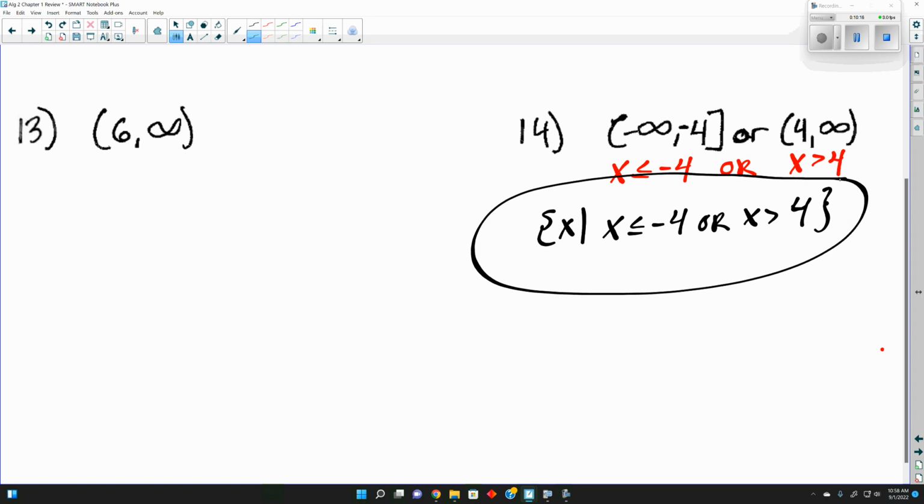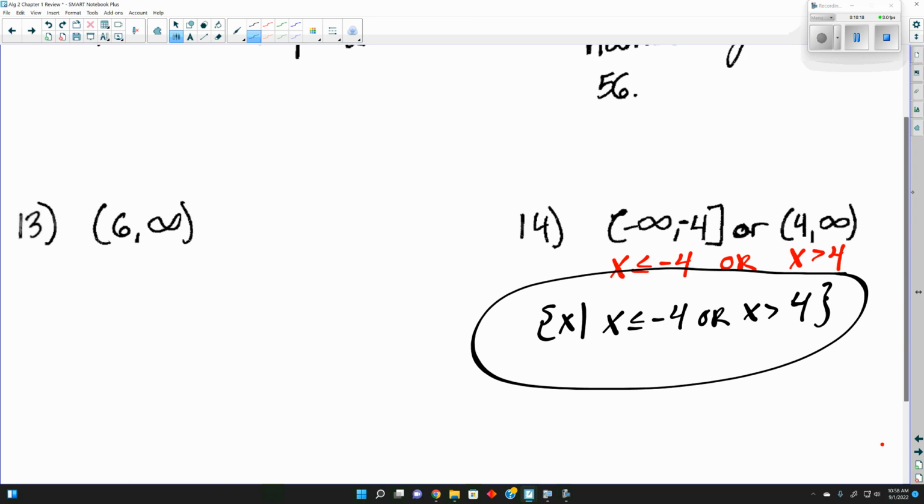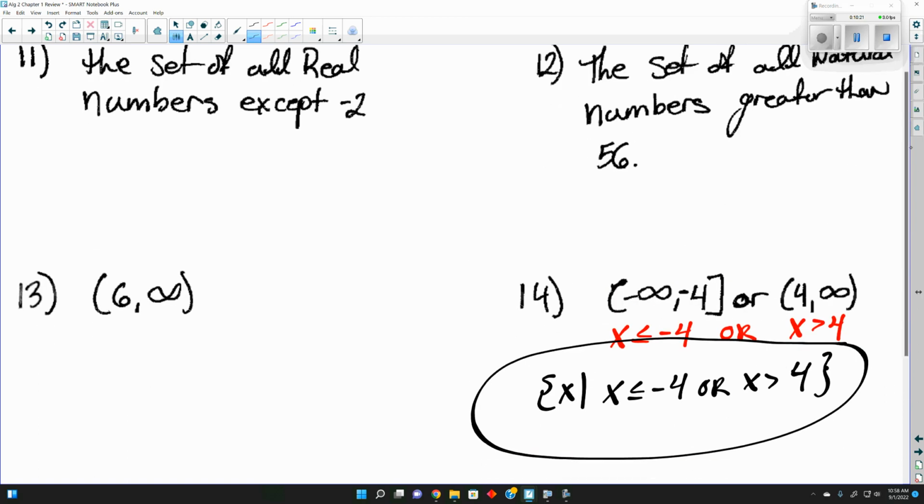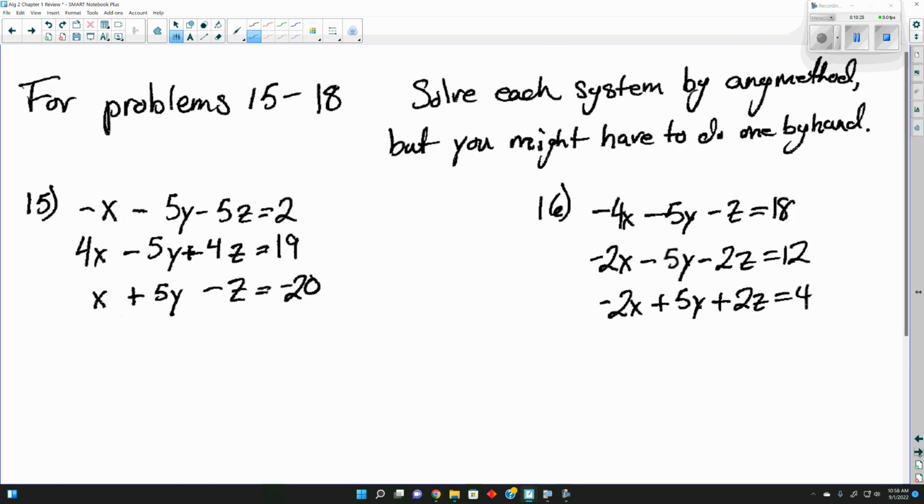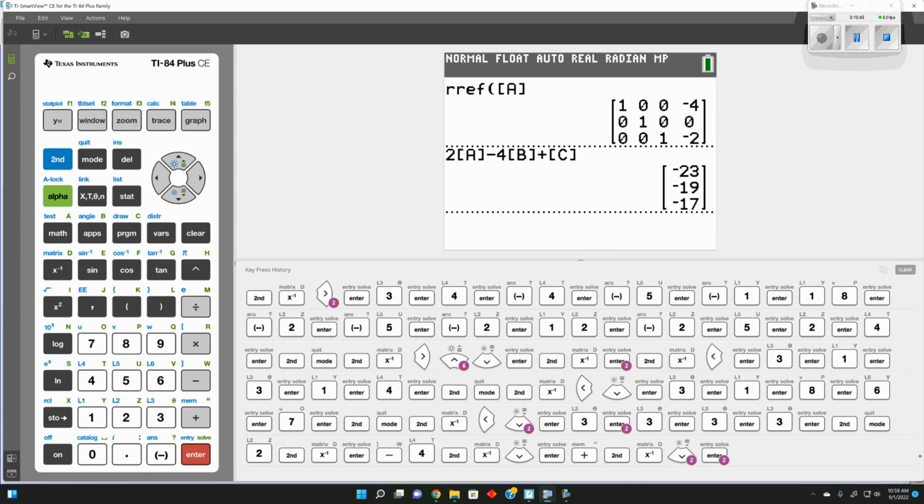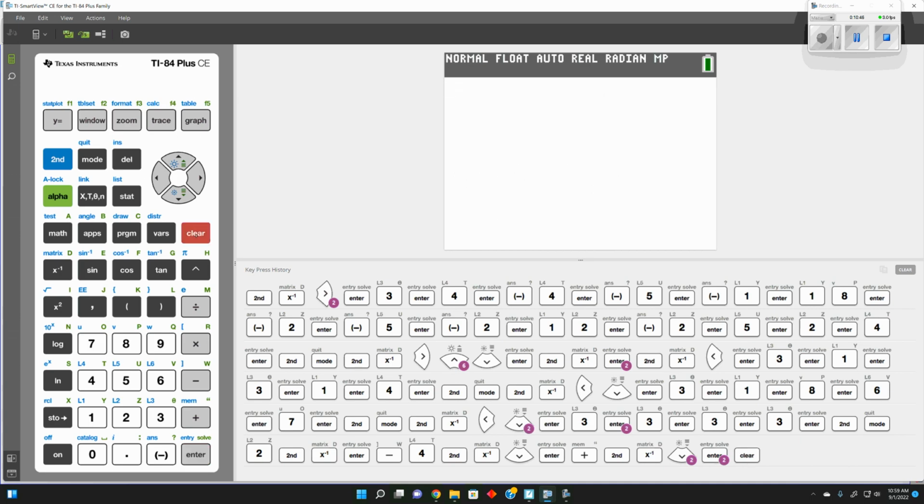Questions on any of these here? Nope. We ready for the next one? Questions on 15 or 16? 15. There's two ways we can do these. We can plug them into the calculator, or we can do them by hand. I have a feeling most of y'all are going to want to do it in the calculator, yes? We're going to do these in the calculator here.